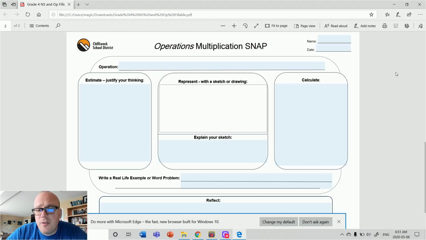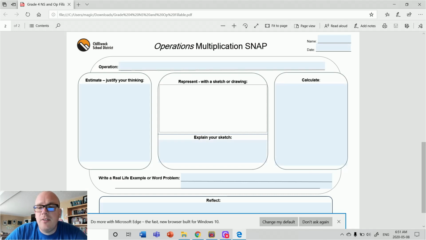All right? Without further ado, let's get into the second part of the SNAP assessment. So I've downloaded my operations multiplication SNAP assessment. Now, again, you have three ways you can solve this. The first way is you can get a piece of paper out and you could just copy what this all looks like out onto the paper and fill the answers out there.